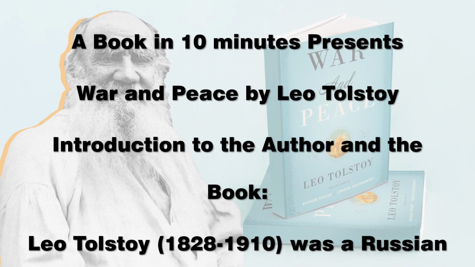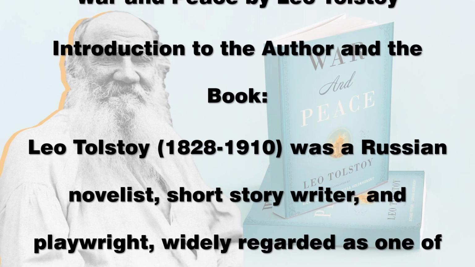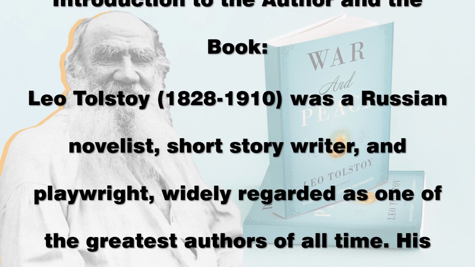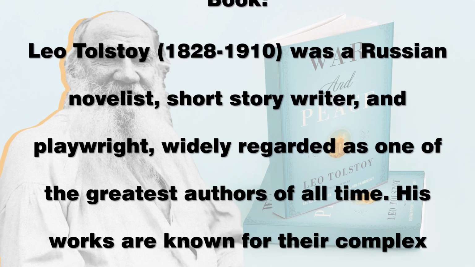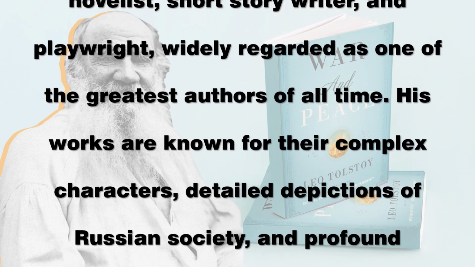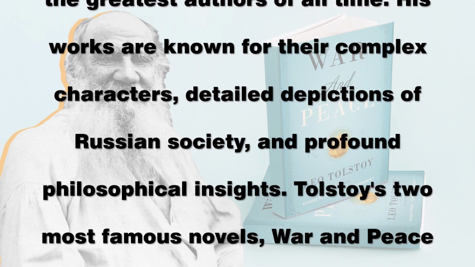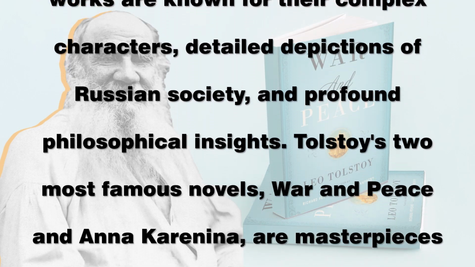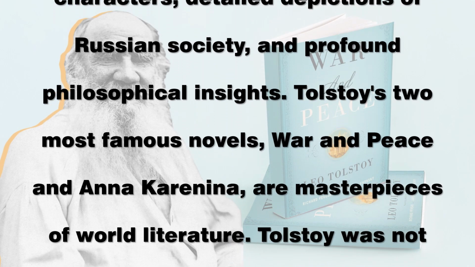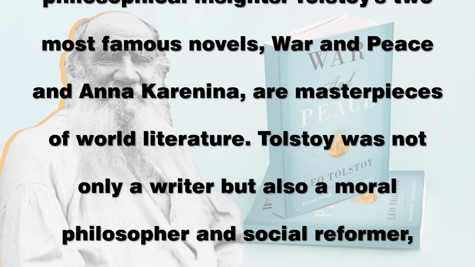Leo Tolstoy, 1828–1910, was a Russian novelist, short story writer, and playwright, widely regarded as one of the greatest authors of all time. His works are known for their complex characters, detailed depictions of Russian society, and profound philosophical insights. Tolstoy's two most famous novels, War and Peace and Anna Karenina, are masterpieces of world literature.